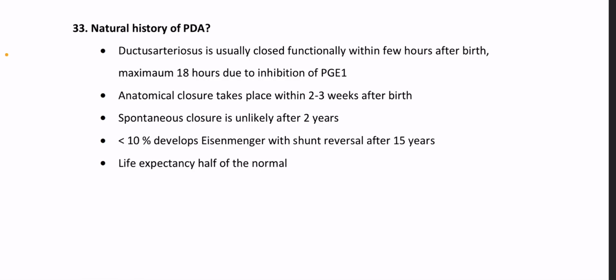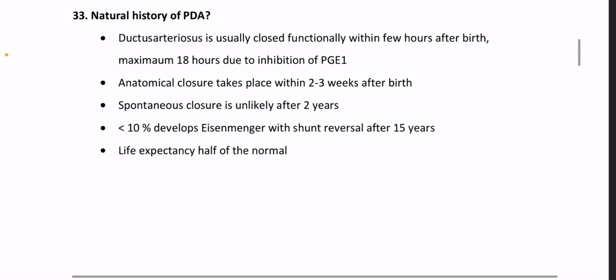Spontaneous closure is unlikely after 2 years. Less than 10% develop Eisenmenger with shunt reversal after 15 years. Life expectancy is half of the normal.